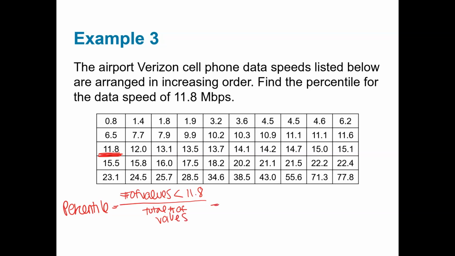So let's see here. There's 1, 2, 3, 4, 5, 6, 7, 8, 9, 10 across. 1, 2, 3, 4, 5. So there's 50 total data values. And so how many data values are less than 11.8? Well, there's 2 rows. So that's going to be 20 data values. So when I divide 20 by 50, I get 0.4. And they say multiply by 100 to get it to be a percent. Or as we covered before, you can move the decimal over twice. This is the 40th percentile.